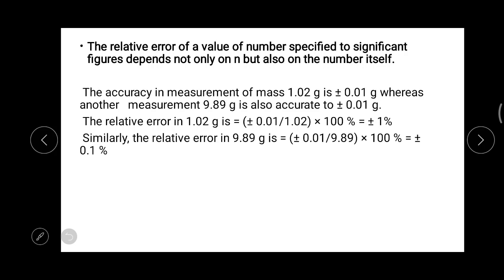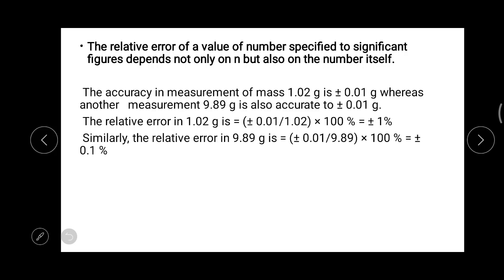Same was like that, another value, 9.89 gram, is also accurate to 0.01 gram. In both the cases, the mean absolute error value is 0.01 gram, and in both cases the significant number value is also 3. For 1.02, the significant number value is 3, and for 9.89, the significant figure number value is 3 only.